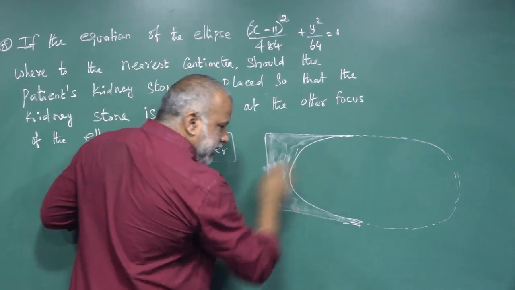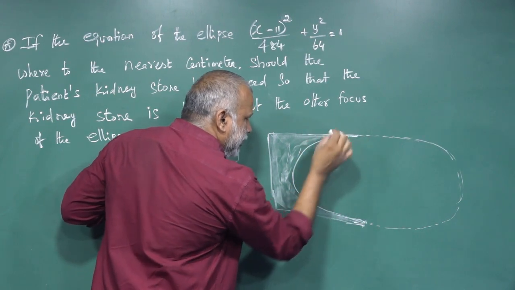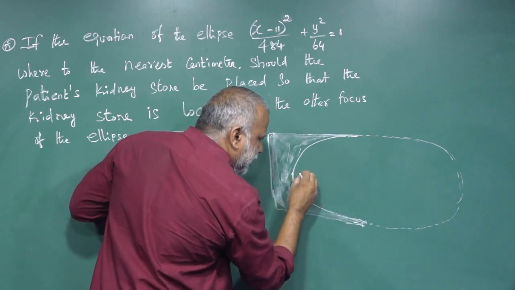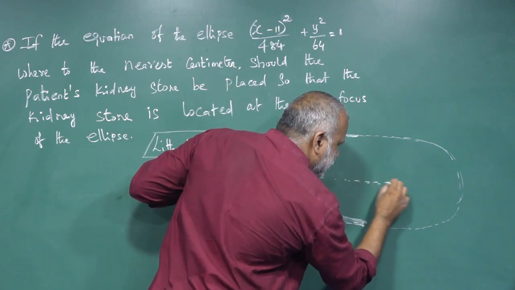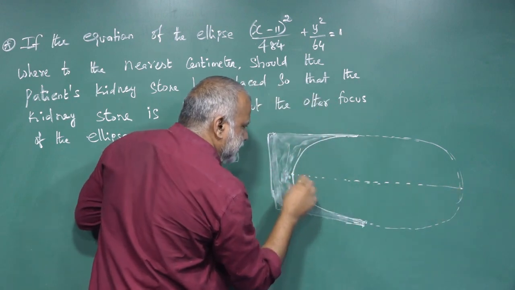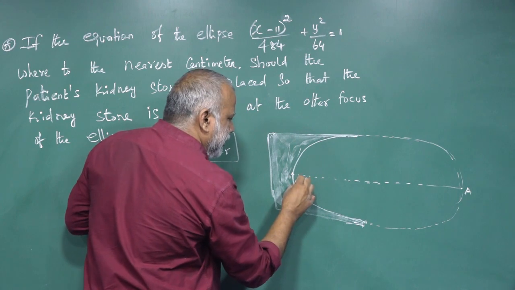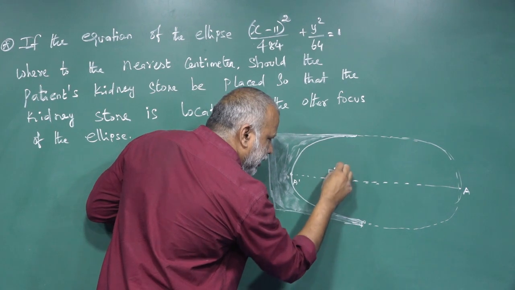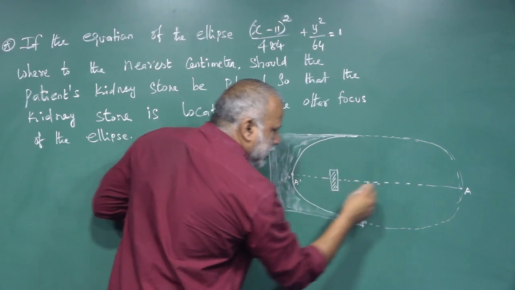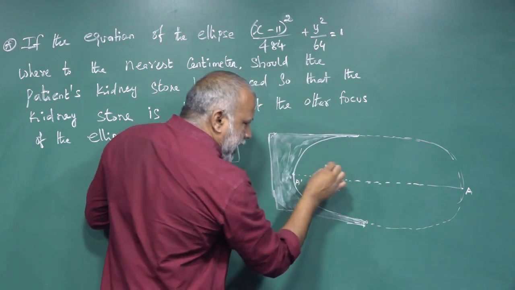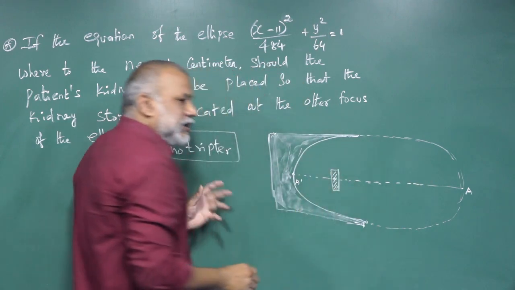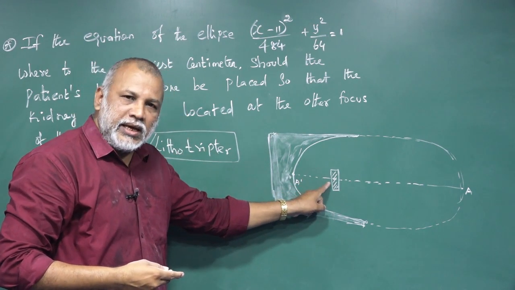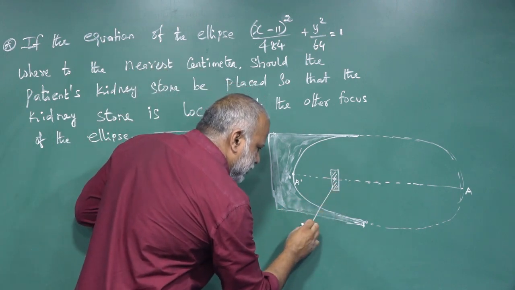See, in this equipment, this is an elliptical part. In this elliptical part, these are A and A dash, we know, the endpoints. Here we have one focus, and the other focus is here. At this focus, a high frequency sound wave emitter may be placed. This is the emitter.